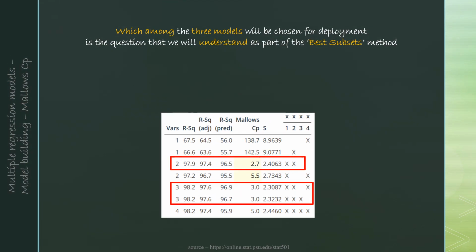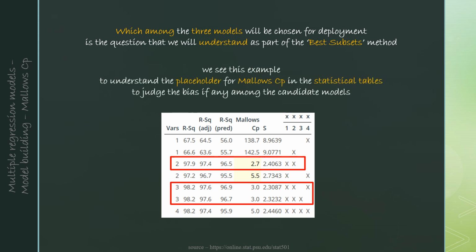Which one among the 3 models will be chosen for deployment is the question that we will understand as part of the best subsets method. As for now, we see this example to understand the placeholder for Mallows Cp in the statistical tables to judge the bias, if any, among the candidate models. That concludes our understanding of Mallows Cp. We will see how this is used in the model selection using the best subsets method soon.